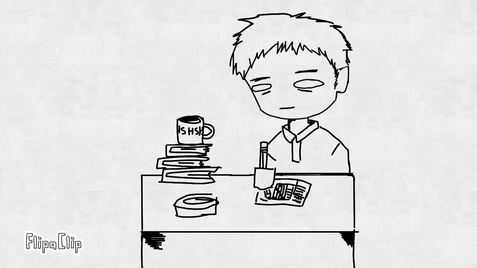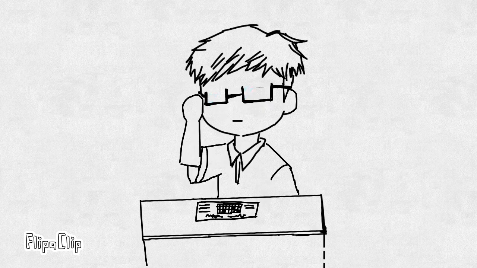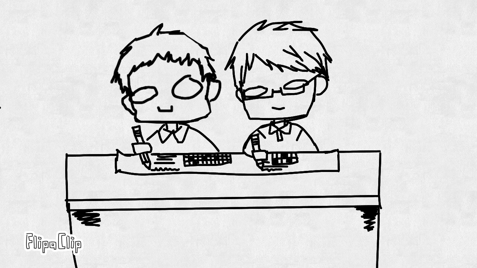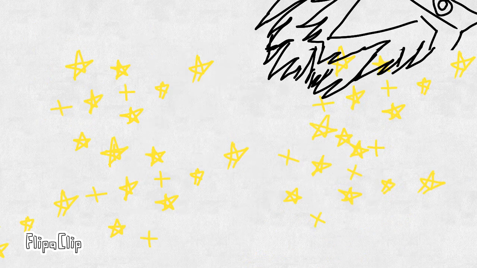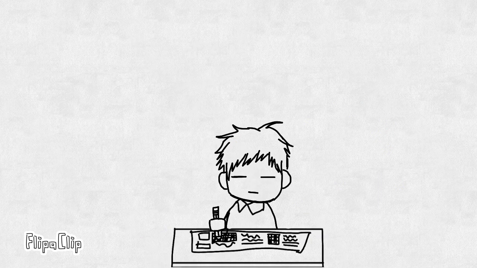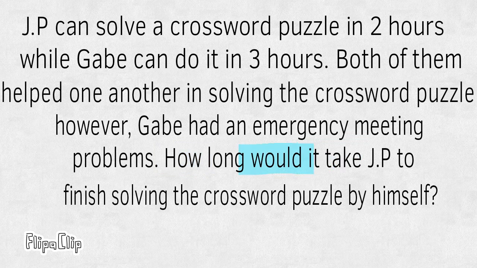JP can solve a crossword puzzle in 2 hours, while Gabe can do it in 3 hours. Both of them helped one another in solving the crossword puzzle in 1 hour. However, Gabe had an emergency meeting, so he left JP all alone to solve the remaining problems. How long would it take JP to finish solving the crossword puzzle by himself?